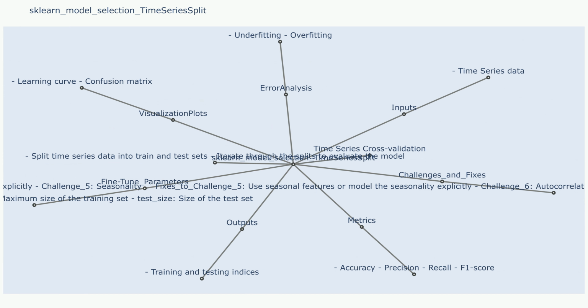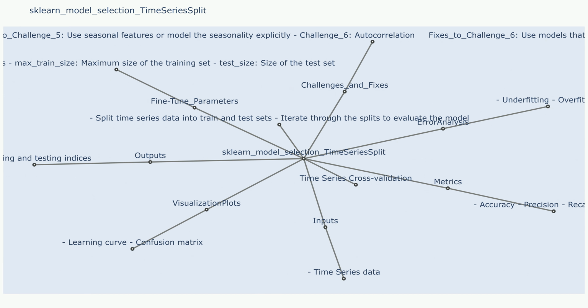Fixes to challenge 2. Ensure a sufficient time gap between the training and test sets in each split to prevent leakage. You can use techniques like rolling window or expanding window cross-validation to address this challenge.